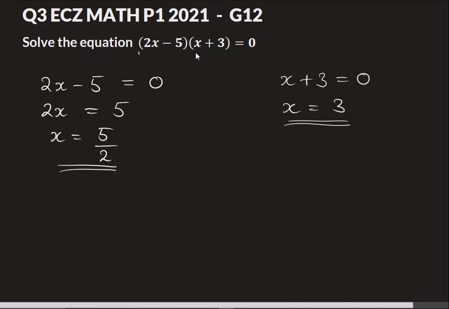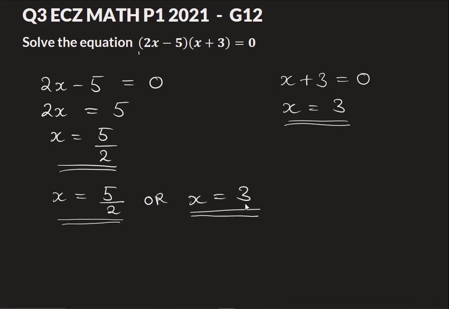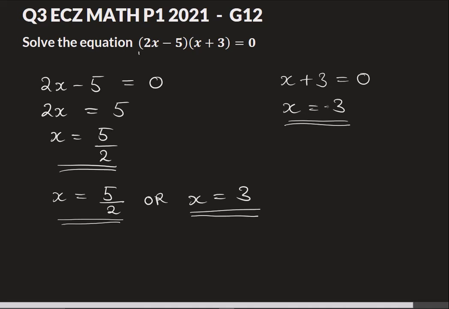So for this equation, there are two solutions. X is equal to 5 over 2, or x is equal to 3. Just noticed here, you forgot a negative. When this positive 3 goes to the right hand side, it should become a negative 3.